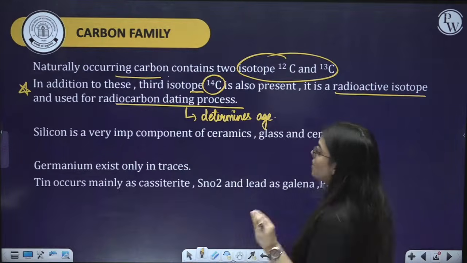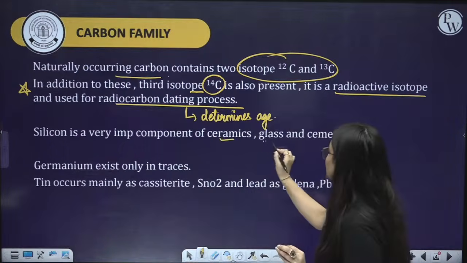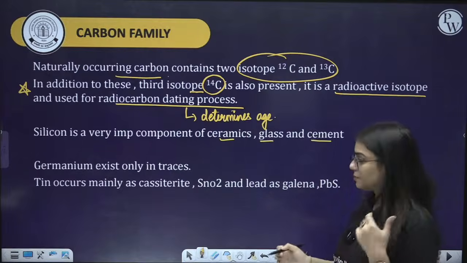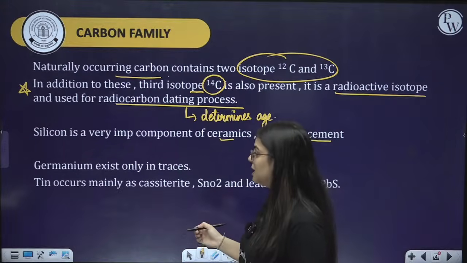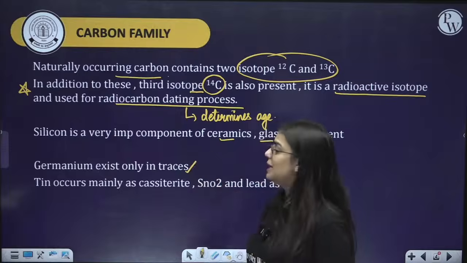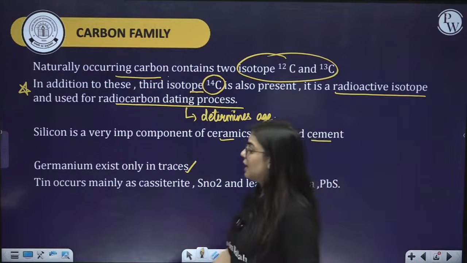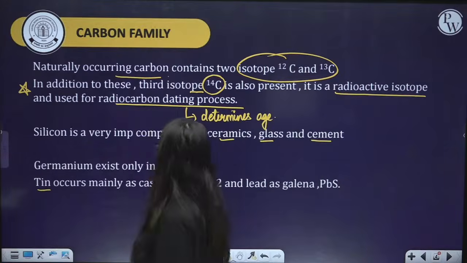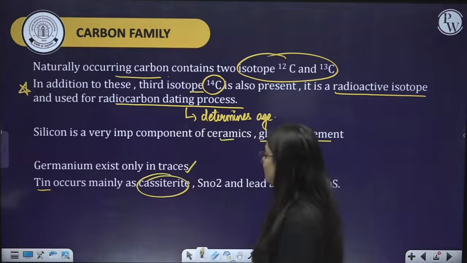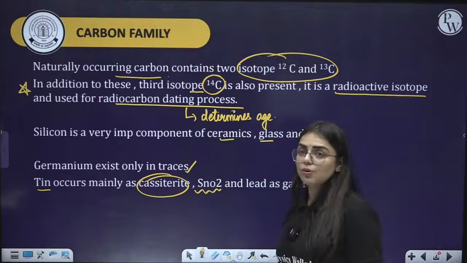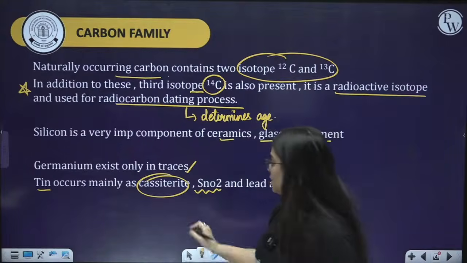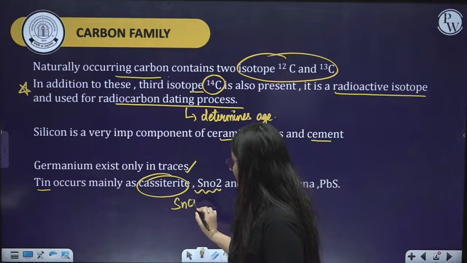Now comes the silicon part. Silicon is a very important component of ceramics, glass and cement. Clear? Moreover, if I talk about germanium, germanium exists only in traces. Moreover, it is used as a semiconductor. Coming to the next, tin. Tin mainly occurs in the cassiterite form, that is SnO2. I told you, it is a kind of oxide. So that is basically SnO2, the cassiterite form.